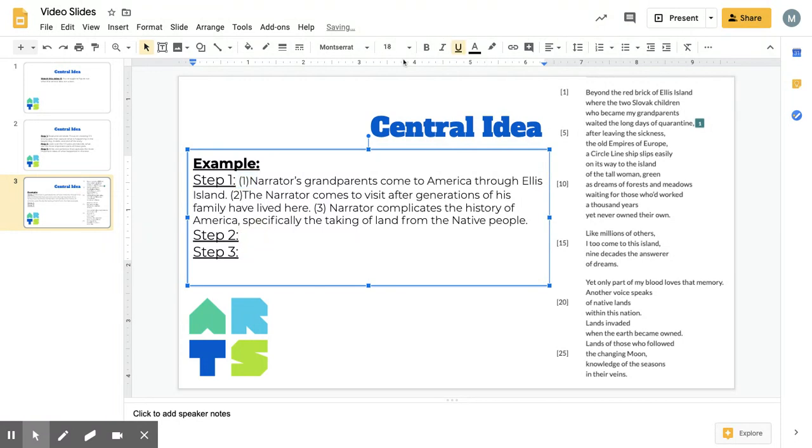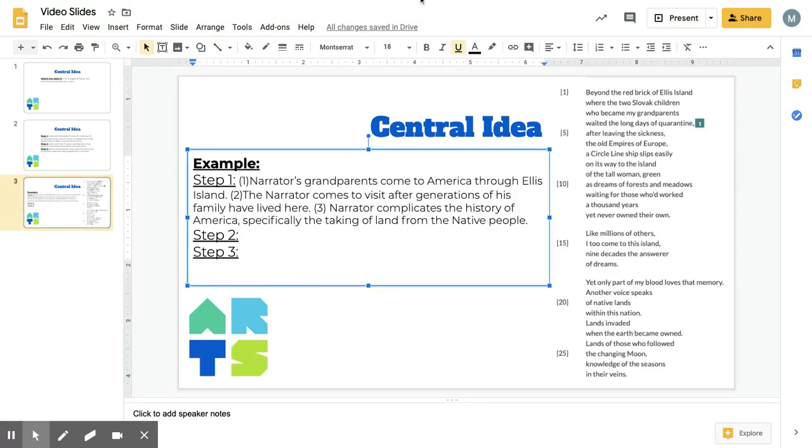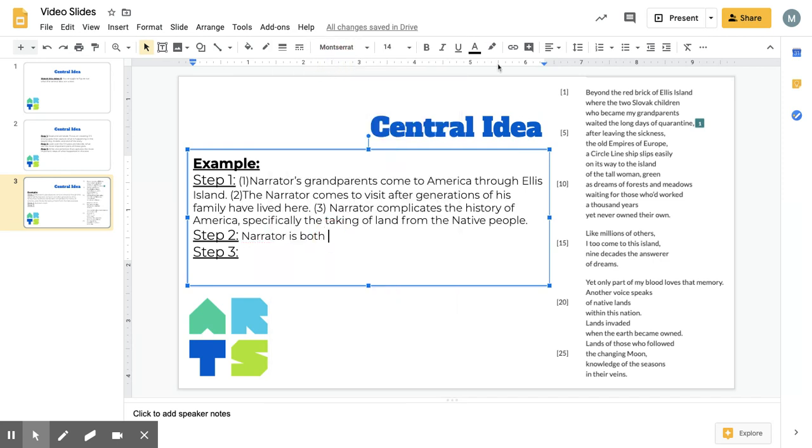This is going to be 14. Okay, so then my step 2, let's go back to our steps. Our step 2 is look over the 3 to 5 gists and decide what are the most important parts of these gists. So if I'm going to just name what are the most important parts, I would say that, underline, narrator is both, oops, I did not spell narrator right. That happens. Is both proud to be American. Okay, well, let's say most important part. Narrator is proud to be American.